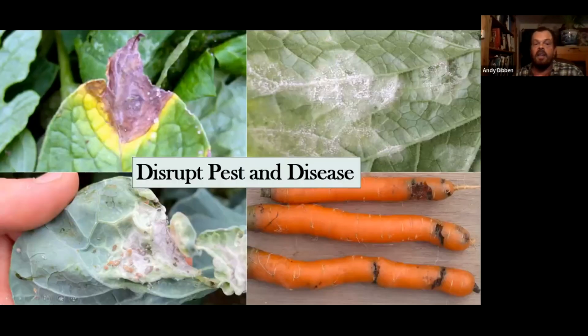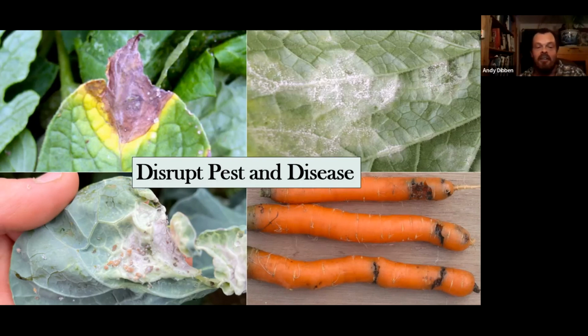The other key thing about crop rotation is disrupting pest and disease. And the thing that's really important here, which not many people know, is there are some obvious crop-specific diseases. Top left, you've got blight there on tomatoes. Everyone knows blight affects Solanaceae. Bottom right, we've got carrot fly.